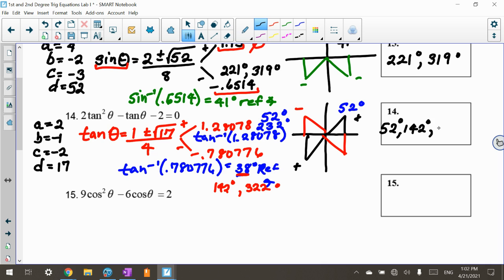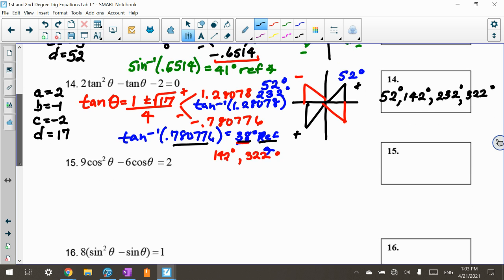Then the next one was 232 degrees. And then the last one was 322 degrees. So again, be careful with the negatives. See how I did this? I put the positive in there. I found my reference angle. And then I actually go do it. If I can subtract right, it would be 142 there. Okay?